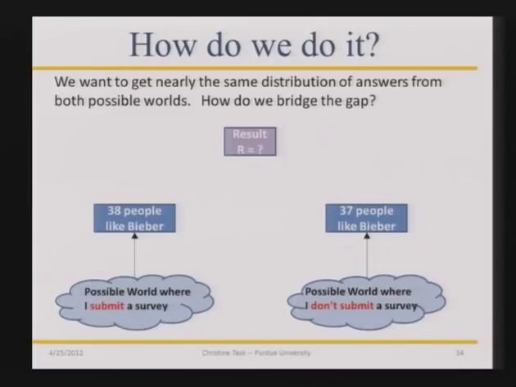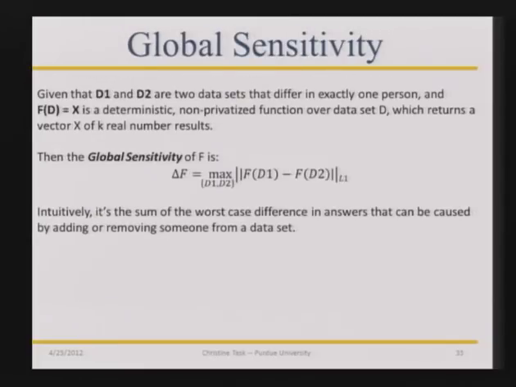If I submit the survey, it's going to say that 38 people liked Bieber. If I didn't submit the survey, it's going to say that 37 people did. I need to come up with a result that is likely to have come from either possibility. So let's look at exactly measuring that gap that we need to worry about. The global sensitivity of a function is the maximum difference in answers that adding or removing any individual from the data set can cause. So intuitively, this is the worst case scenario. If I add somebody, this is the maximum amount my answers are going to change. And if I'm asking multiple questions, I sum the differences.